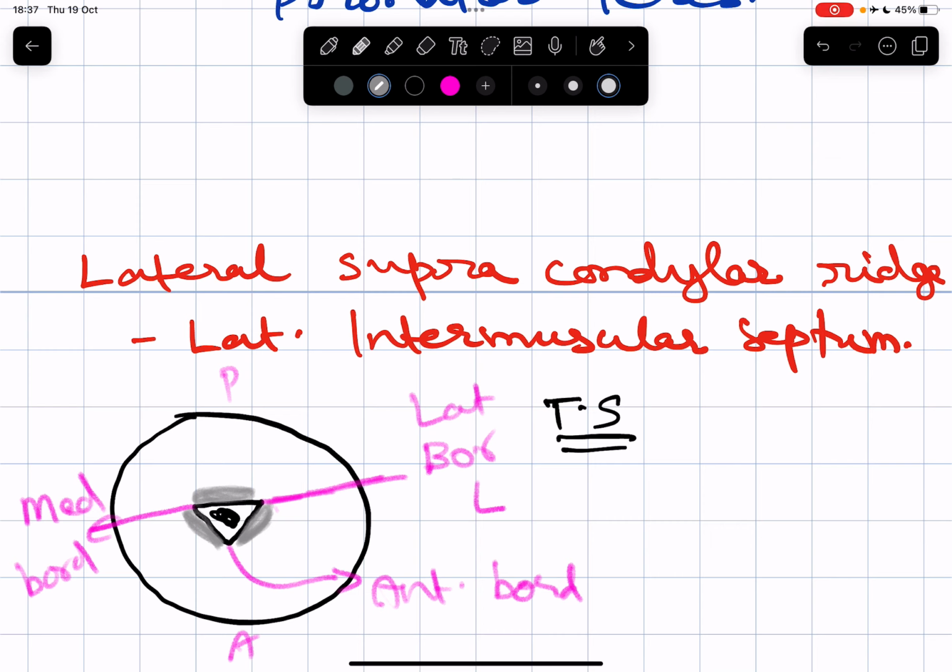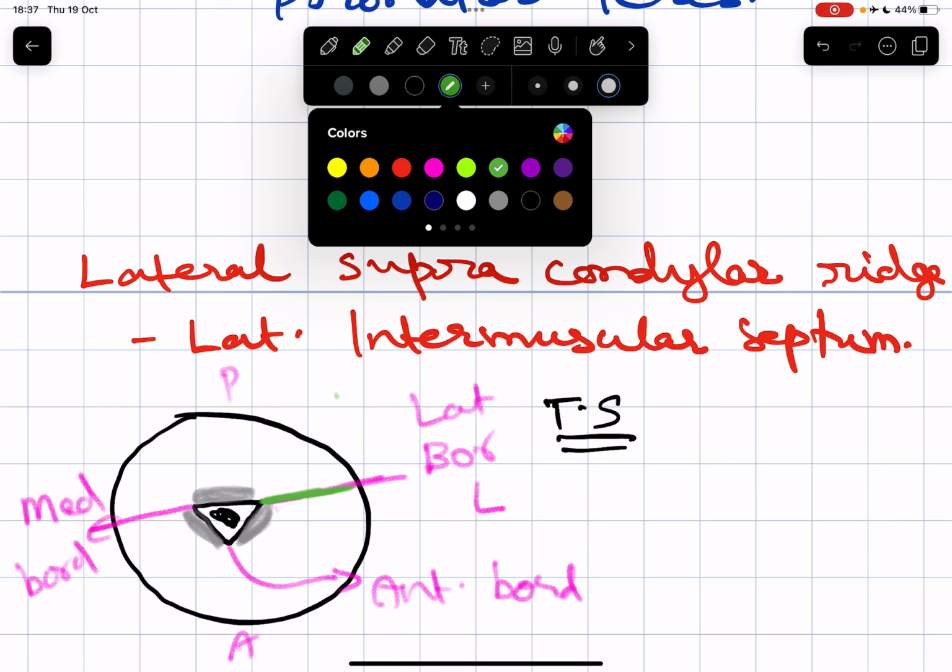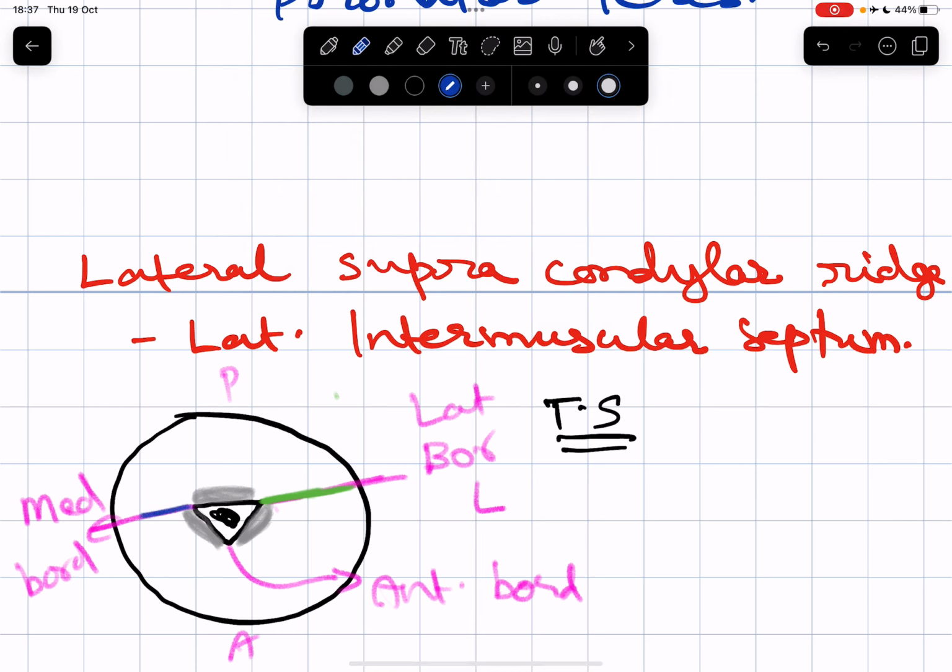Okay, so the lateral intermuscular septum. Now let me show you the lateral intermuscular septum. This one extends from the lateral border to the deep fascia covering the arm, that is the brachial fascia. This is the lateral intermuscular septum, highlighted in green color. Now highlighted in blue color, this is your medial intermuscular septum. This is actually extending up to the deep fascia from the borders of the bone.